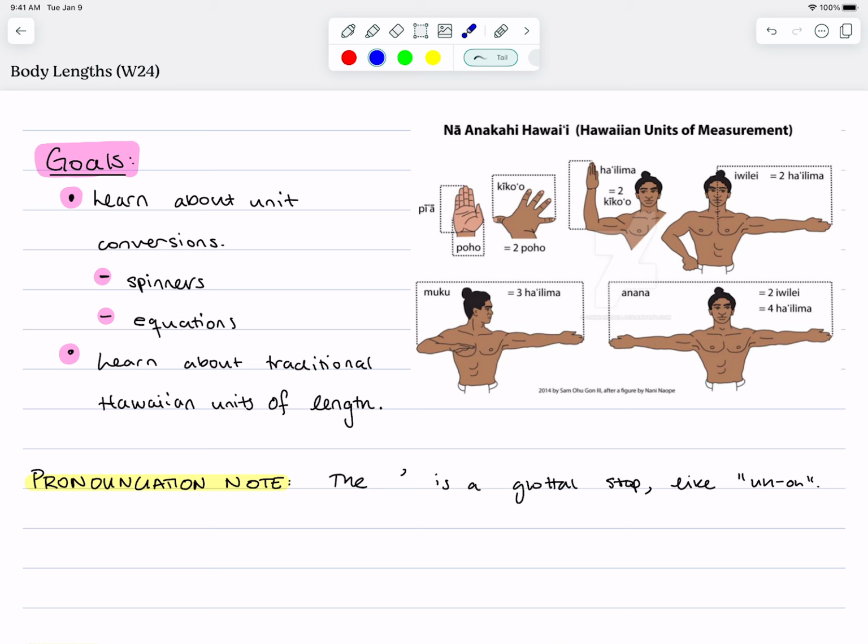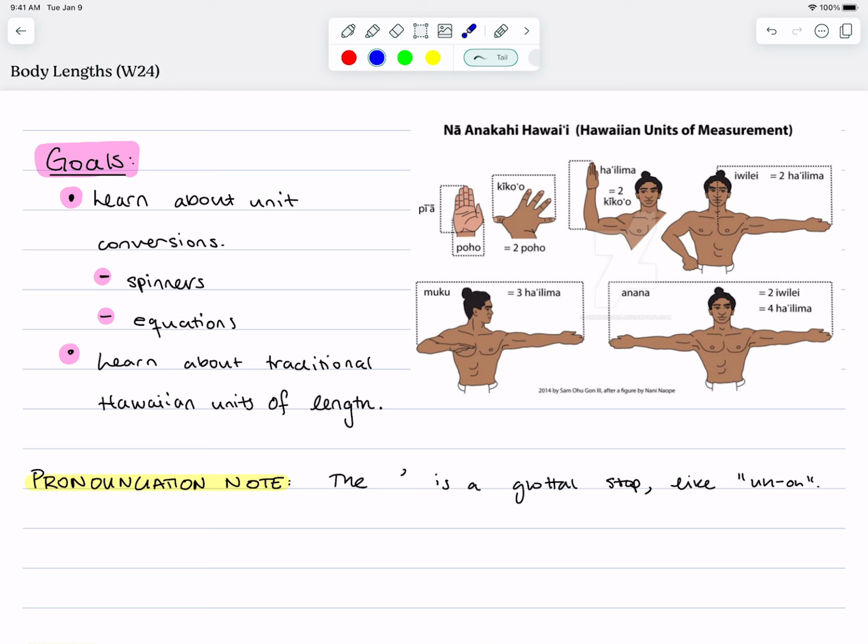So I have this nice spread that sort of illustrates the main ones. And we won't be using all of them, but we'll be using some of them. And I know that they can be a little weird to pronounce. So the piece of advice that I received was when you're trying to pronounce Hawaiian words, it's good to just try to pronounce every vowel.